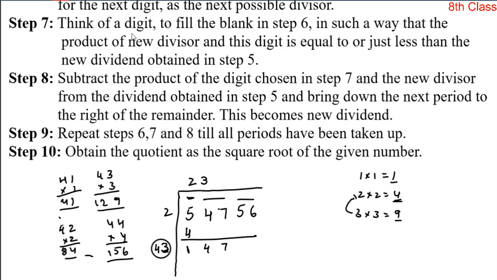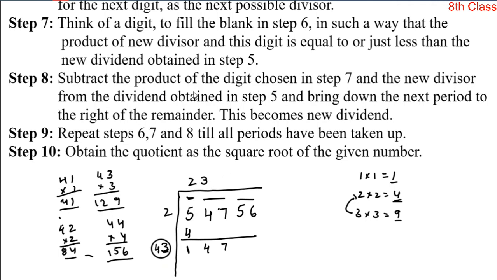Observe step 7. Think of a digit to fill the blank in step 4. Yes, we think of one digit, that is 3, in such a way that the product of the new divisor and this digit is equal to or just less than the new dividend obtained in step 5. Then we multiply that number by the digit, that is 3.